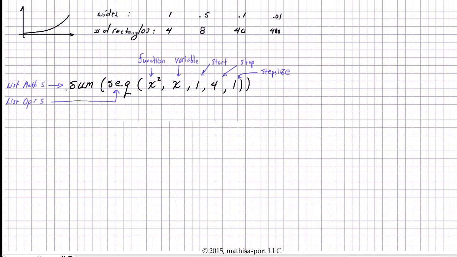The sum function, of course, is much easier. It just takes one input. In this case, the entire sequence function is what we're putting inside of it. And the sum function, which is list math 5, adds up all of the values.